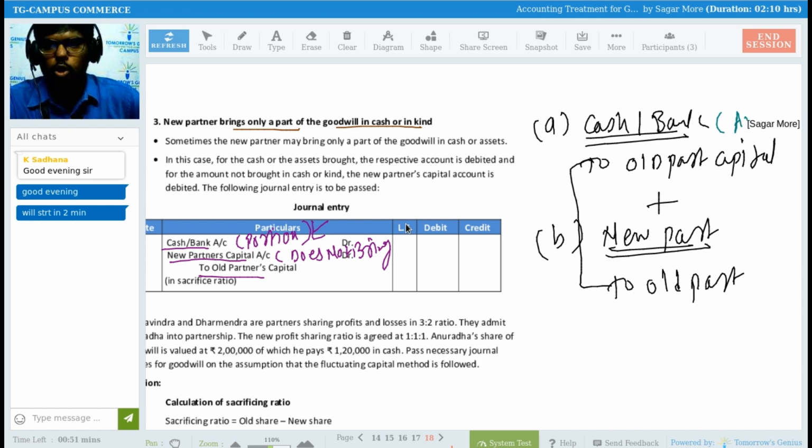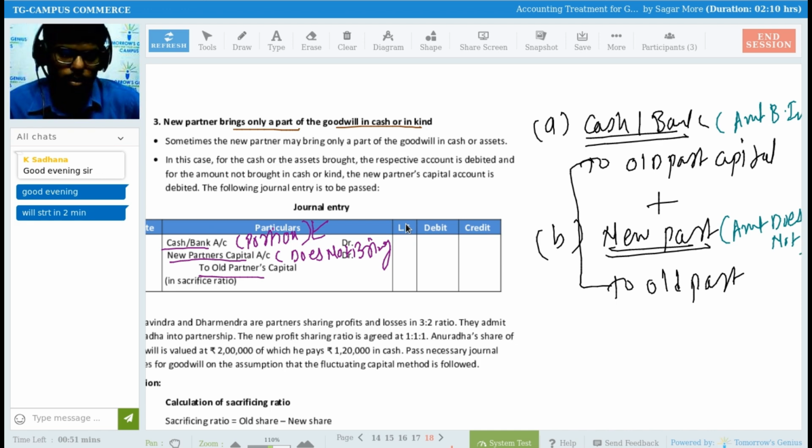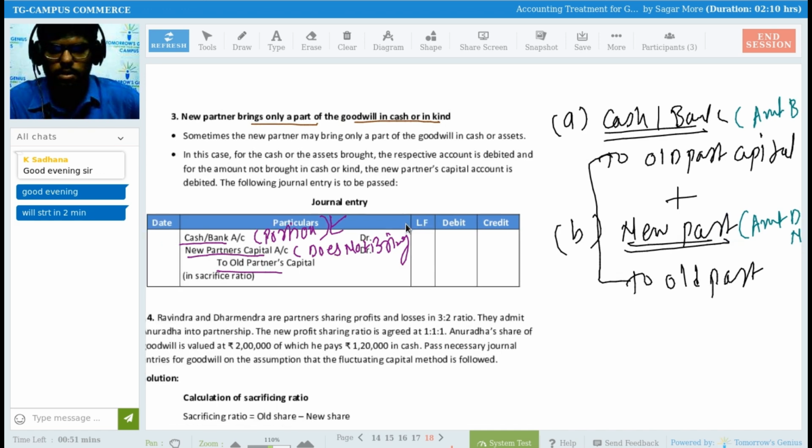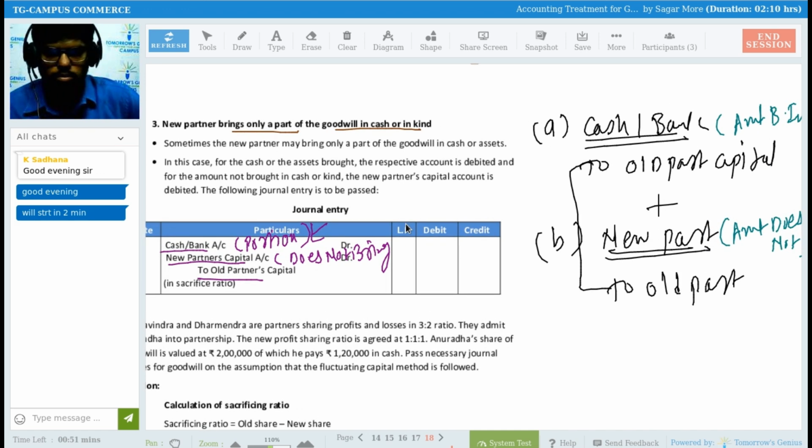Cash bank for the amount brought in. New partner for the amount not brought in by the partner, right? Simple. And which ratio do we have to apply? Sacrifice ratio only we have to apply, right? Sir, yes, but there may be a fixed amount for the goodwill. See, the amount will be given to you. For example, he has to bring 1,20,000 or he has to bring 10,000. Out of that 10,000, he brings only 2,000 rupees.